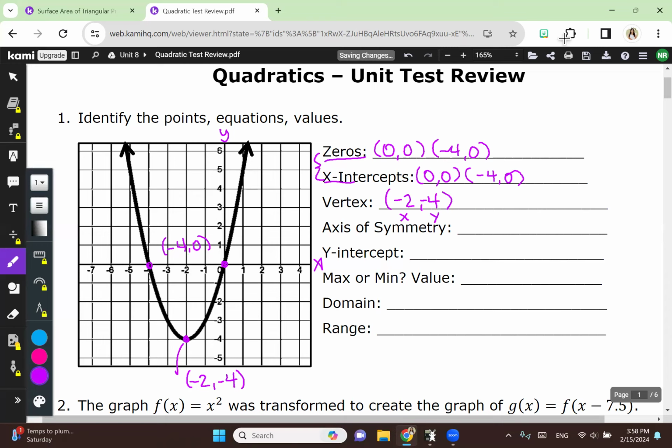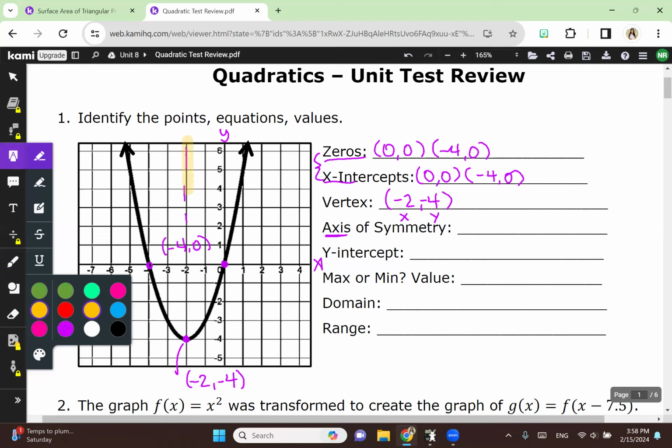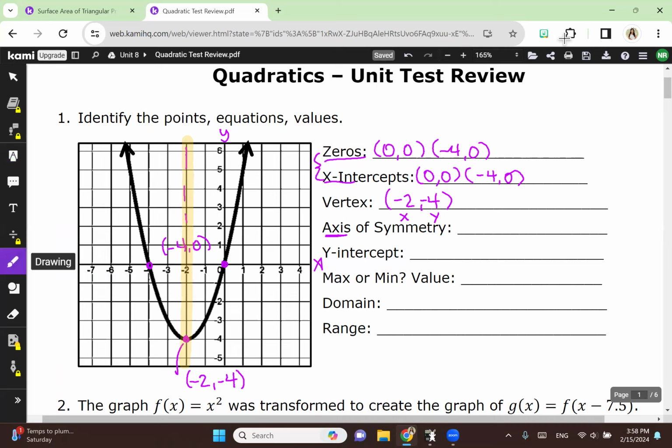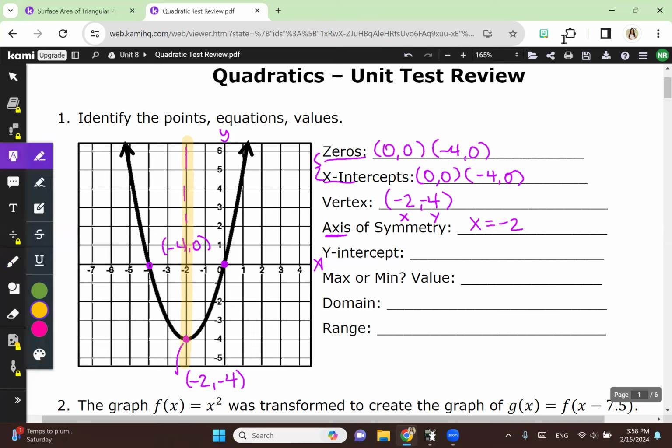Your axis of symmetry, line of symmetry, is the line that splits it in half. So it's an imaginary line that splits your parabola in half, and that one will always, always, always go through the vertex. So you can always say that x is equal to the x value of the vertex, so x = -2. So these numbers should match.